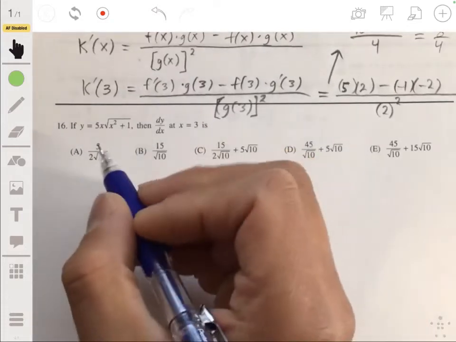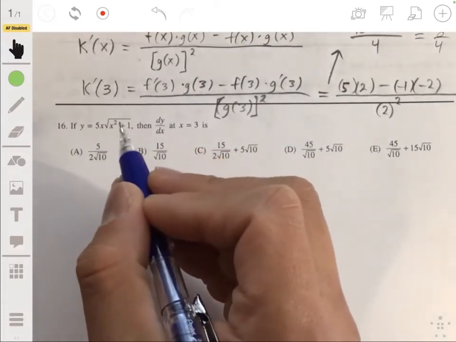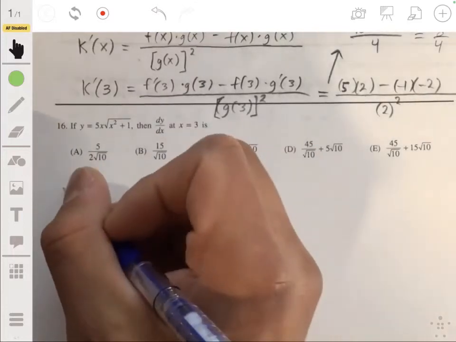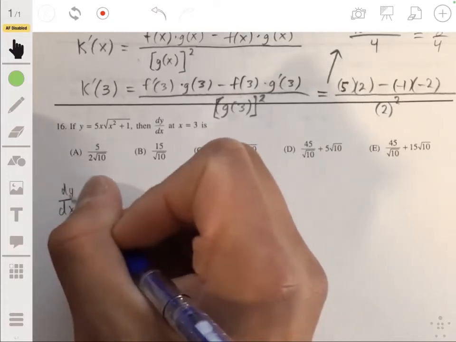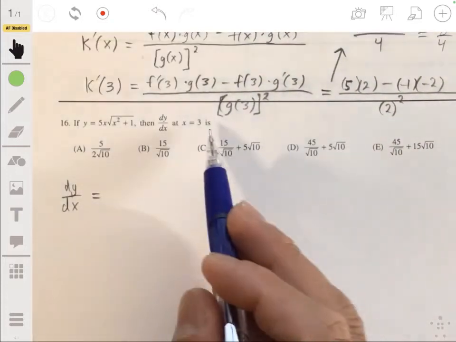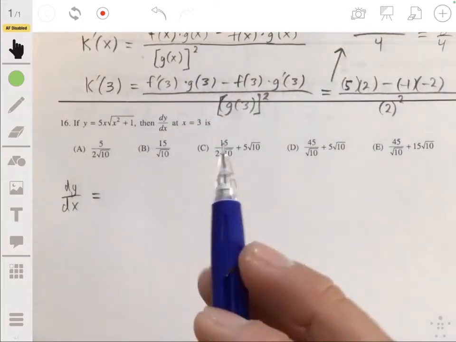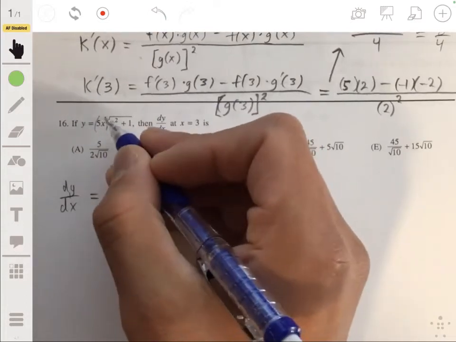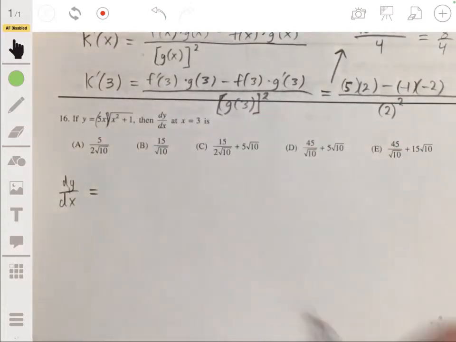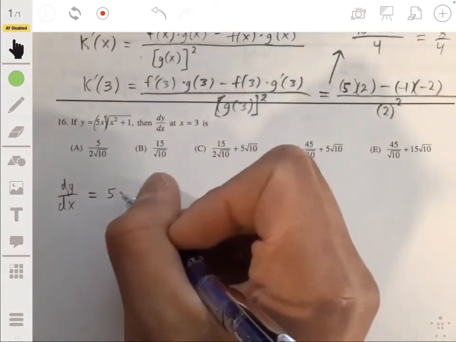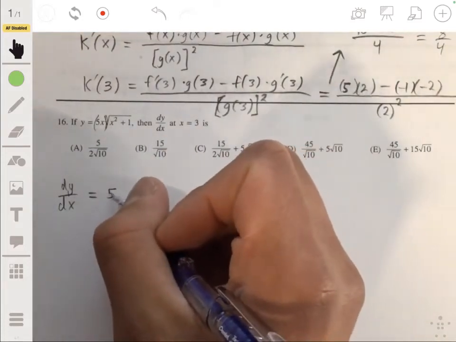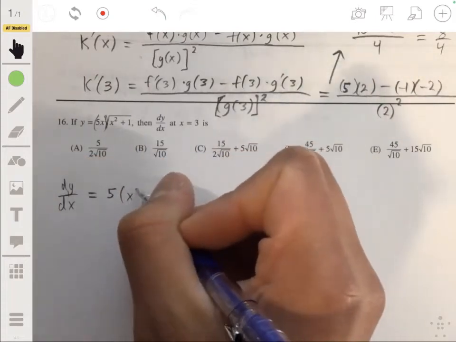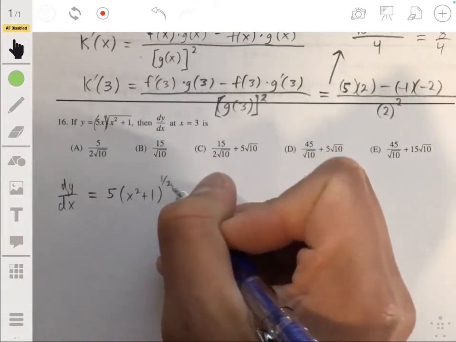All right, number 16. If y equals 5x times the square root of x squared plus 1, then dy dx at x equals 3 is, well, let's just take the derivative here with respect to x. And then we're going to evaluate the derivative for x is 3. So this is just going to involve product rule along with chain rule. So the derivative of 5x is just 5. We will keep this second part the same, x squared plus 1 to the 1/2.